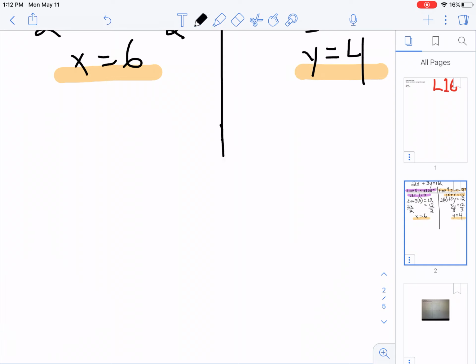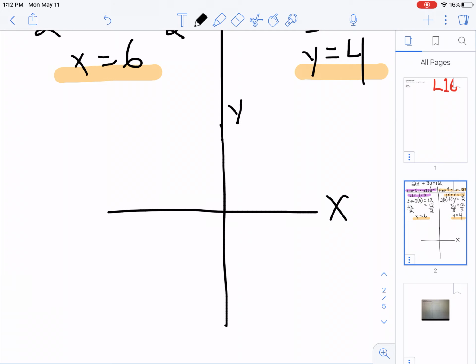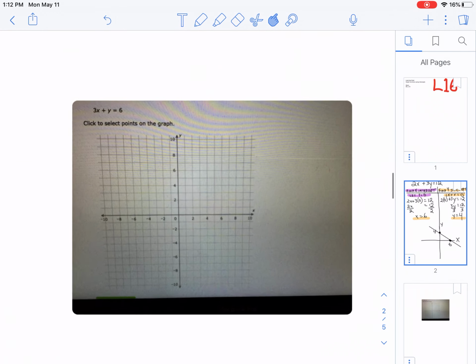So what does that look like on a graph? This would be the x-axis and this would be the y-axis. So it says the x-intercept is 6 and the y-intercept is 4. So the line would go through those two points. Okay, let's take a look at a couple of examples from IXL.